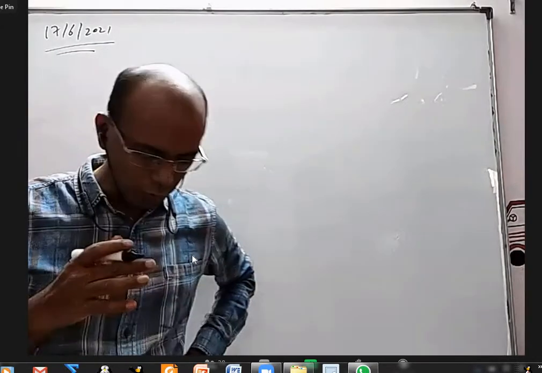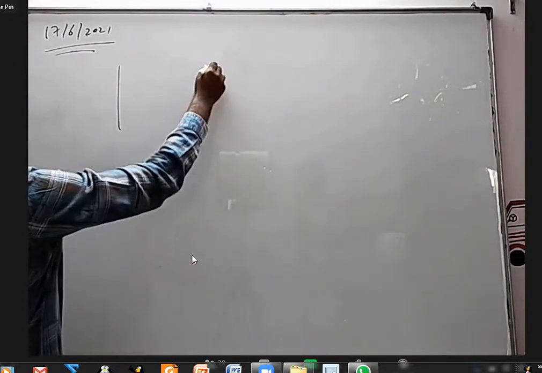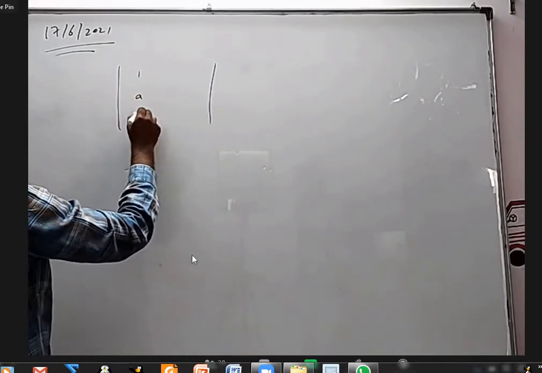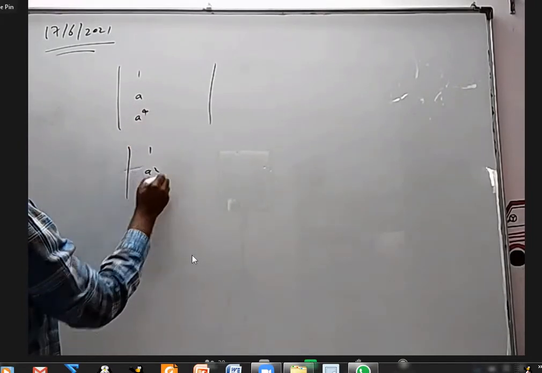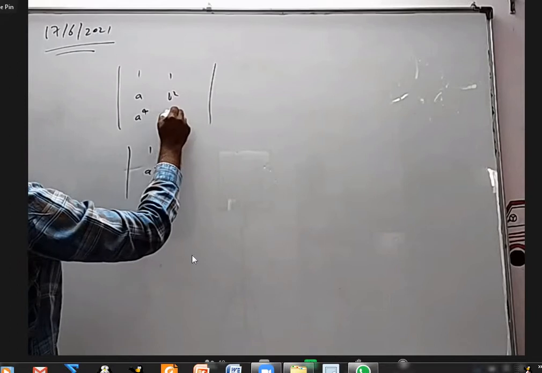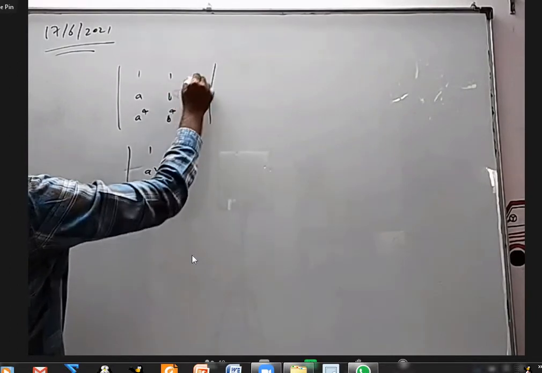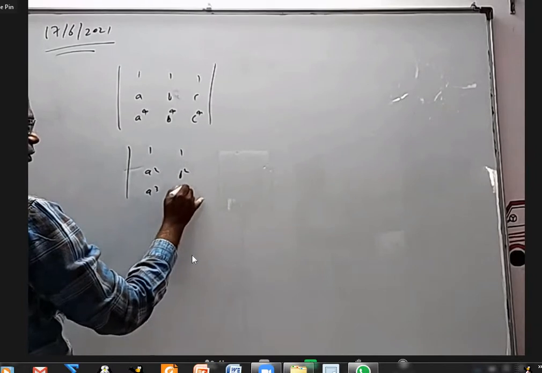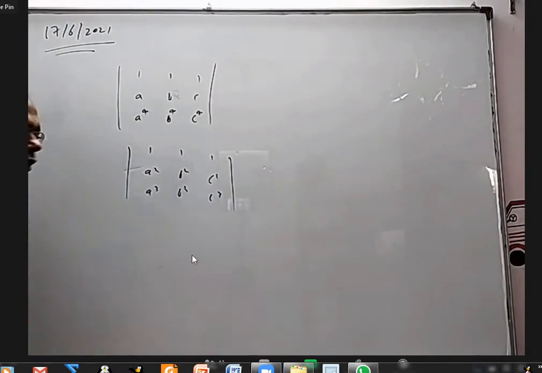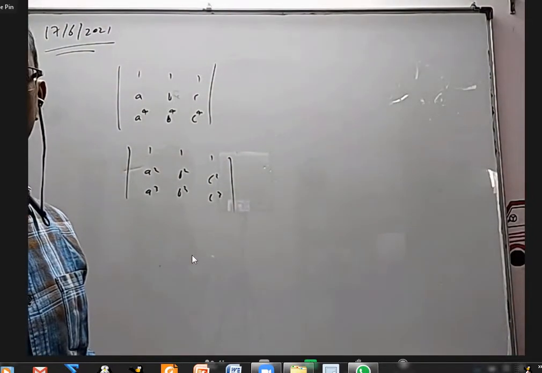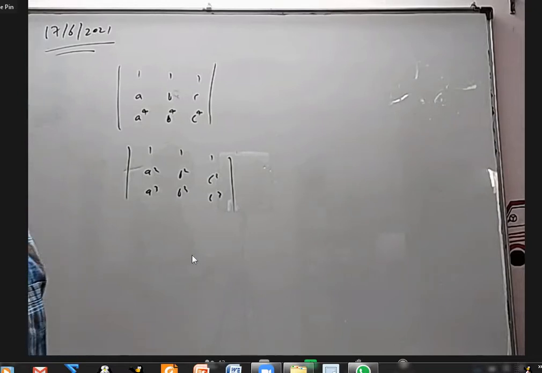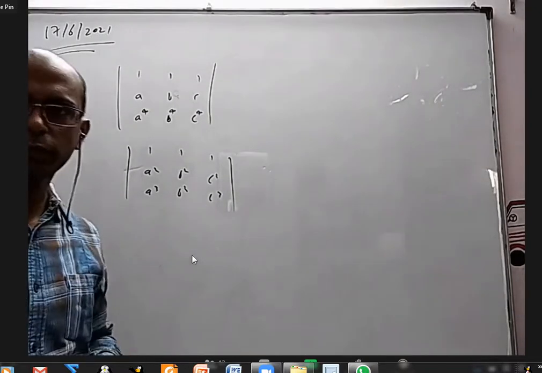Okay, so we have discussed two questions, one with a square and one with a cube. Don't write this, just listen. 1, a, a cube we already did. Let us say it is a power 4, or 1, a square, a cube; 1, b, b power 4, or 1, b square, b cube; 1, c, c power 4, or 1, c square, c cube. What do you think? Can you guess what the answer will be? Feel free, no problem.